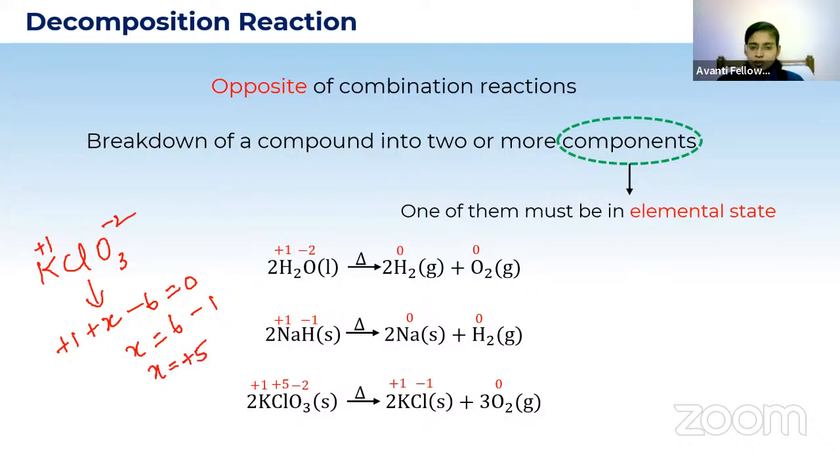So chlorine in the plus 5 oxidation state is getting converted into the minus 1 state. Tell me whether chlorine has undergone oxidation or reduction. Plus 5 to minus 1. Is it oxidation or reduction?